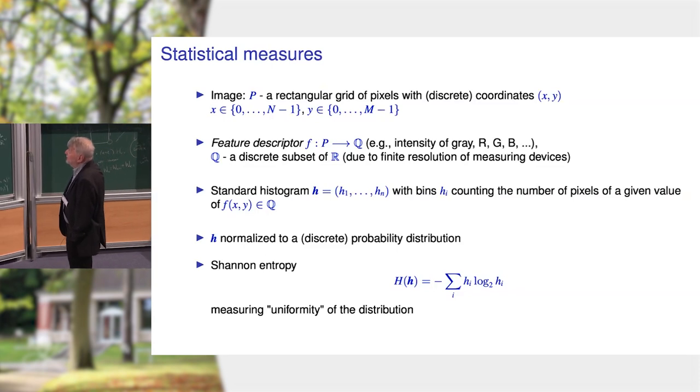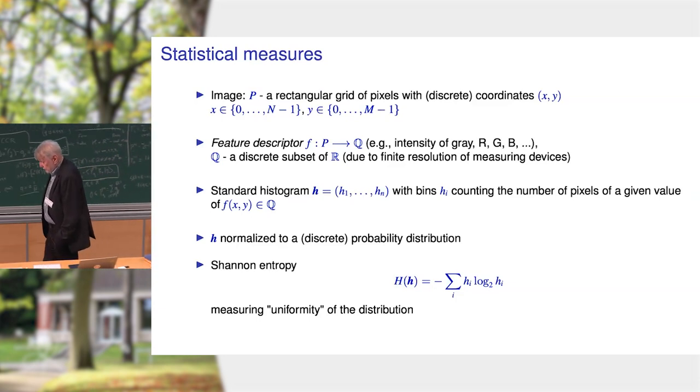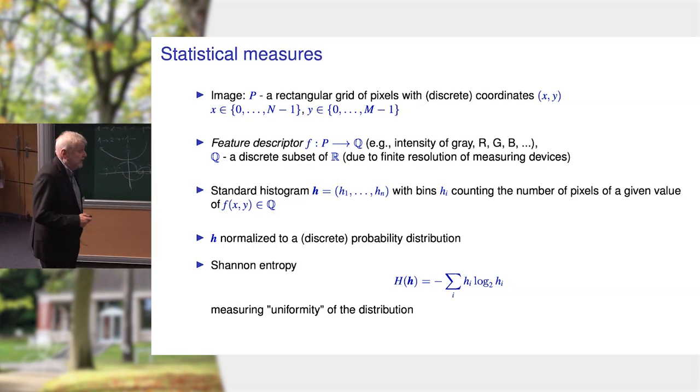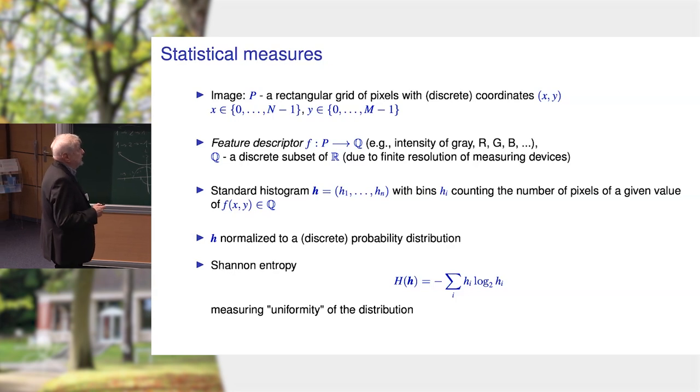Enumerated them. The main idea is that you have something of a statistical nature. To summarize simply, you have an image which is a rectangular grid of pixels, and there is some feature descriptor, for example the intensity of gray, RGB, whatever you want. You make a standard histogram of the value of this function, with bins counting the number of pixels of a given value. Then you normalize this to a probability distribution, and you can calculate different things, whatever you want.